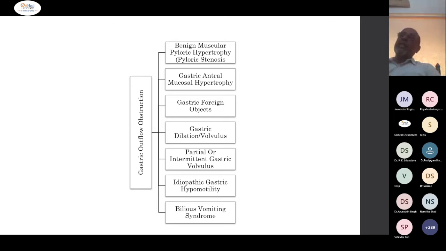Gastric outflow obstruction. This is again a very common problem which you see in our practice. It can be pyloric hypertrophy, what we call pyloric stenosis. From the stomach to the duodenum, there is a pylorus which is stenosed. Or gastric antral mucosal hypertrophy, the body of the stomach becoming hypertrophied. Or gastric foreign bodies, gastric dilatation volvulus, partial or intermittent gastric volvulus. That is another one where you don't have an acute presentation. Idiopathic gastric hypomotility and bilious vomiting syndrome. All these are outflow obstruction problems which we come across commonly in our day-to-day practice. We may be missing them, but definitely we are seeing them as very common.